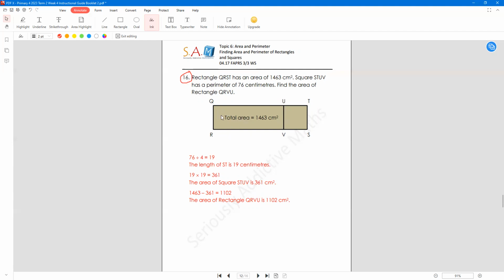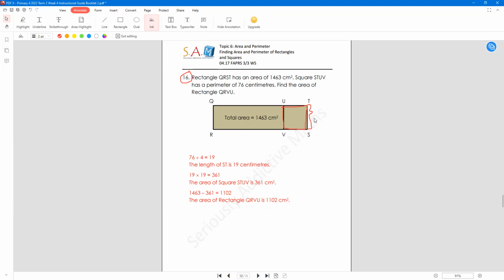Total area, let them know that it's this 2. Now they've got to find out, and then the square is 76, right? So what do they do? This plus this, you might want to highlight to them, plus this equals 76. So they should be able to find what this is.